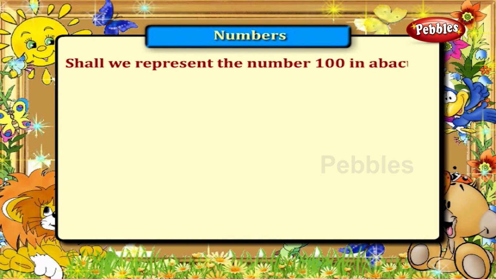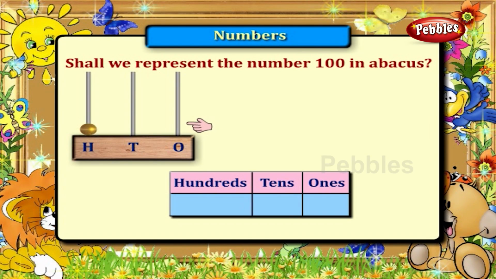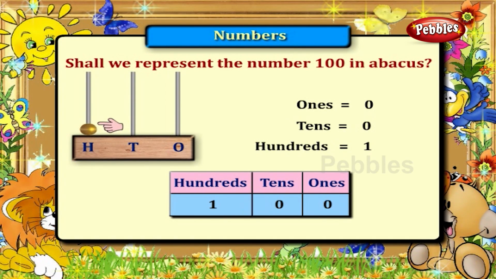Shall we represent the number 100 in abacus? Number of beads in the ones place shows 0 ones. Number of beads in the tens place shows 0 tens. One bead in the hundreds place shows 100.